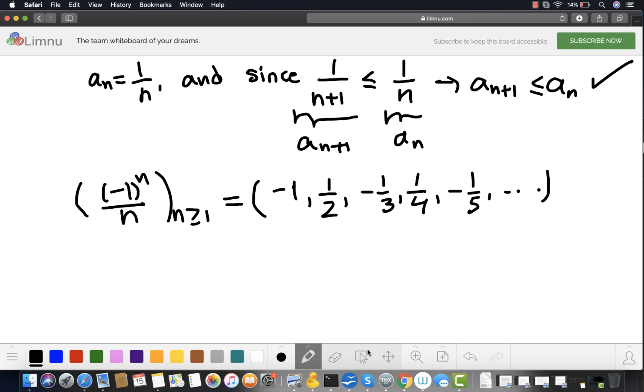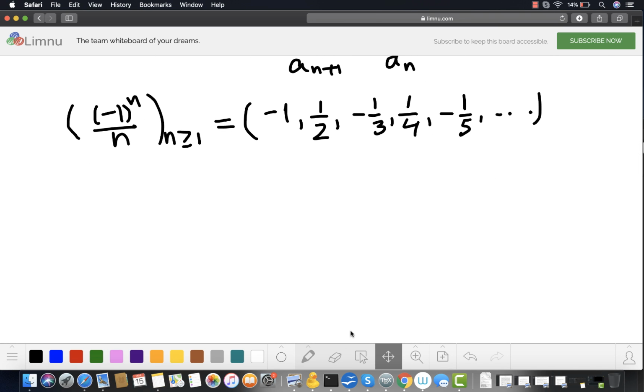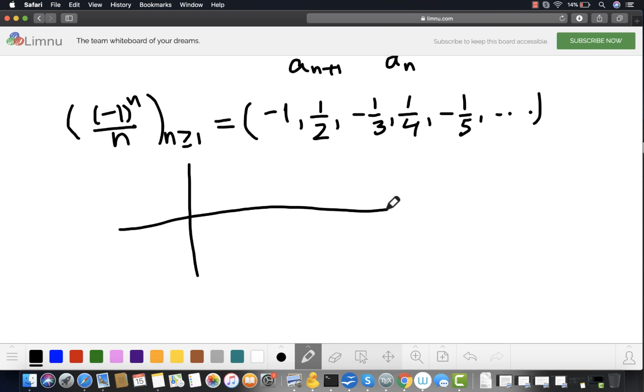So if you plot what this sequence looks like, you get something like this. At n equals 1, you get -1, and then at n equals 2, you get half. Then n equals 3, you get -1/3. Then n equals 4, you get positive quarter, and so on. So this sequence is neither increasing nor decreasing.